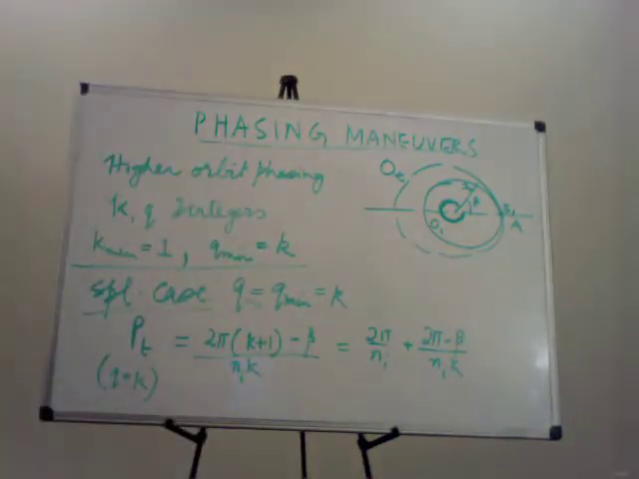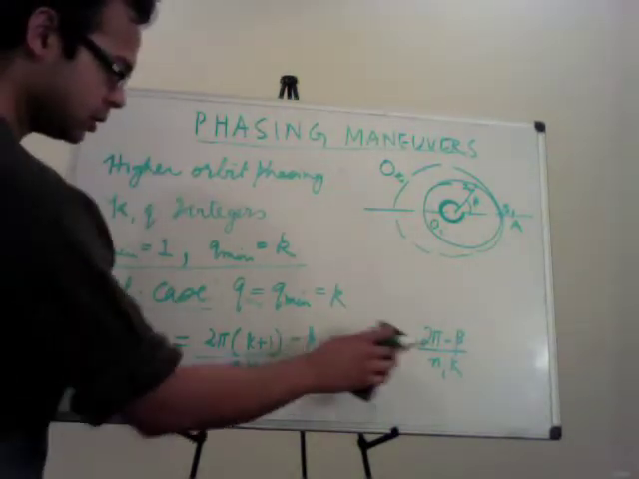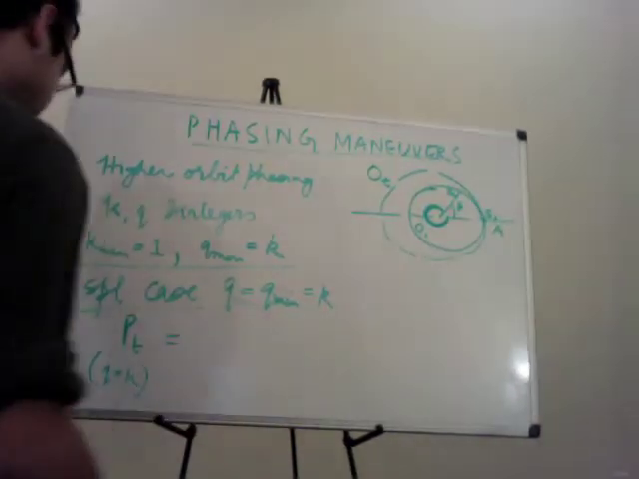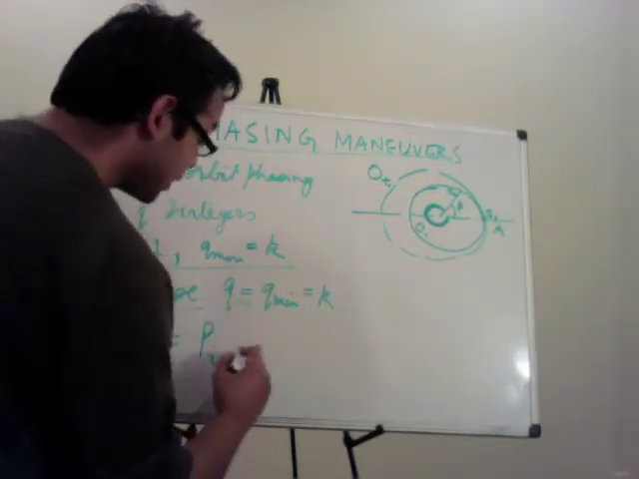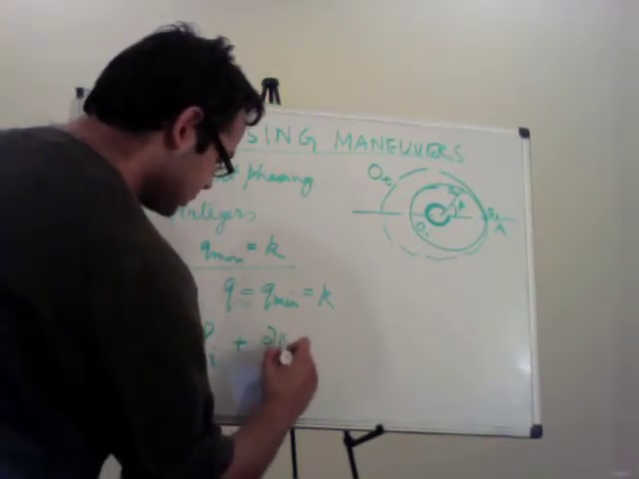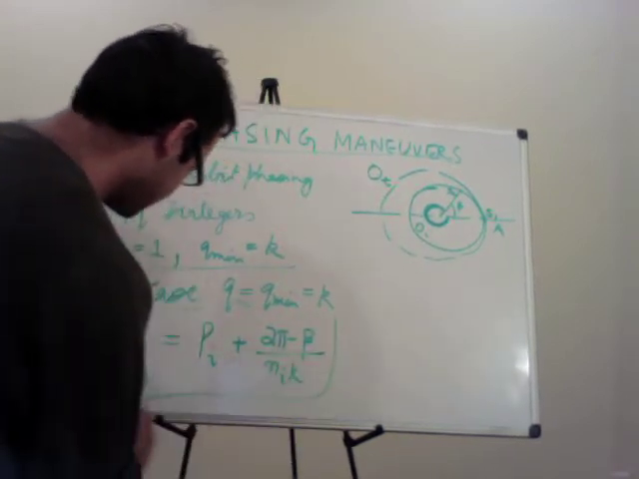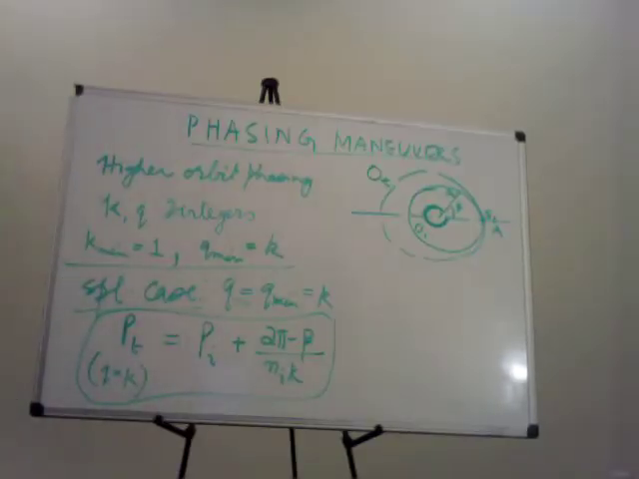Okay, so the final answer here is that, let me just rewrite this equation. So the final answer is that PT is (2π over n_I) plus (2π minus β) over n_I k. This is equation 11 in your notes. Alright. So basically this is all there is to the design of the phasing transfer orbit.